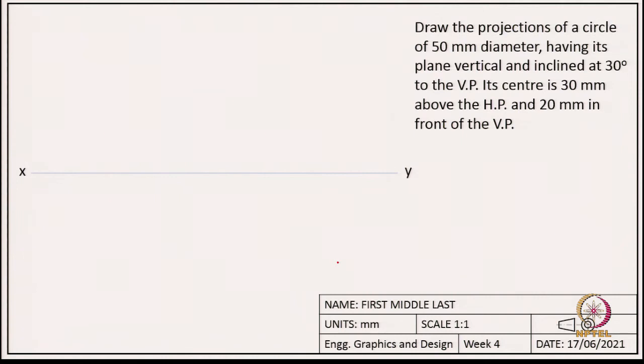So, first let us read the question and understand what it is. We are asked to draw the projection of a circle of diameter 50 mm, having its plane vertical and inclined at 30 degrees to the vertical plane. Its center is 30 mm above the horizontal plane and 20 mm in the vertical plane.